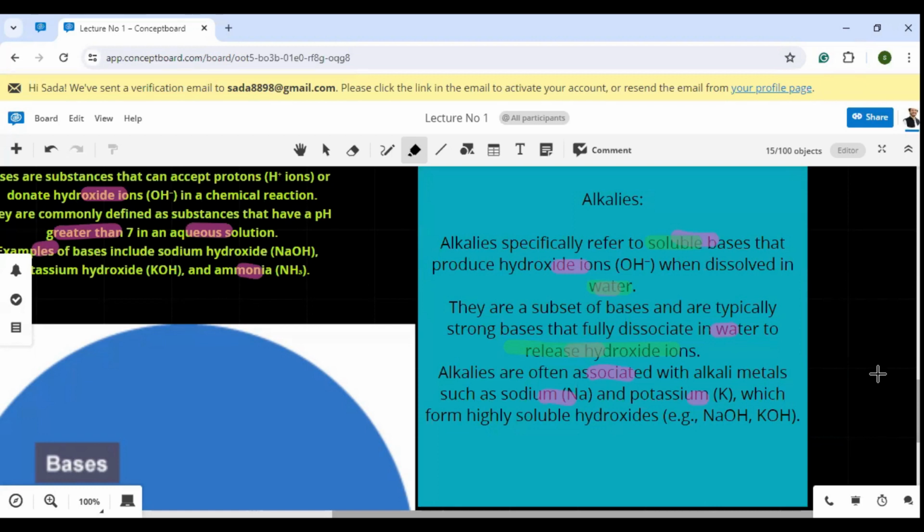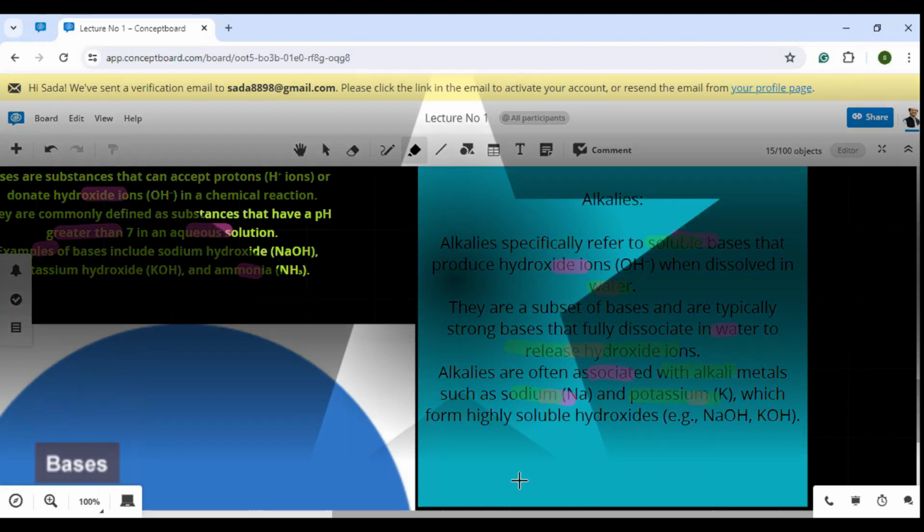and form hydroxide ions. Alkalis are often associated with alkali metals, such as sodium and potassium. Alkali metals, I hope everyone knows, are the metals in our periodic table that are the first group members. All the members of group one are called alkali metals. So mostly alkalis are associated with alkali metals such as sodium and potassium, which form highly soluble hydroxides like sodium hydroxide, potassium hydroxide, cesium hydroxide, francium hydroxide, or lithium hydroxide.